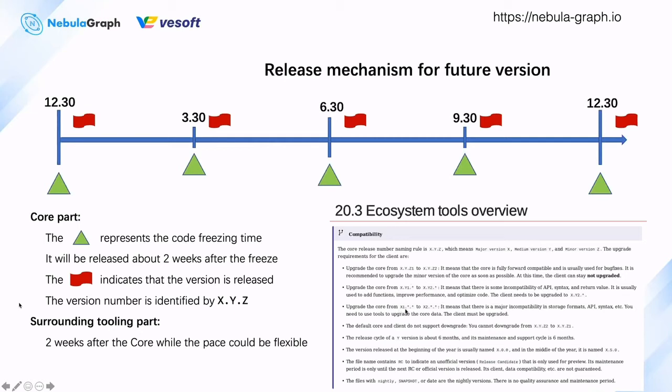And for every release of the core part, after 2 weeks, normally we will have the surrounding tool releases, but the actual release pace of the surrounding tooling can be different. So maybe you don't necessarily have all the tooling released together with the core, and also you may have more than one release between the core release cycles.